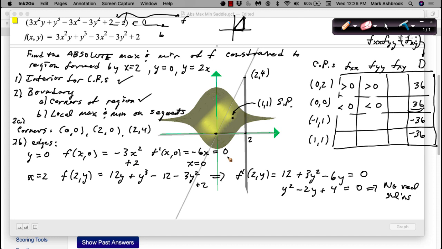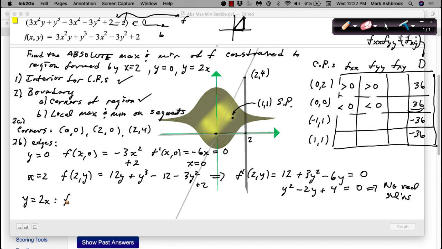So y equals 0 didn't yield anything. x equals 2 didn't yield anything. So finally, what do we have? The last one is the interesting one: y equals 2x. Again, I want to create a single variable function out of my surface function along y equals 2x. How will I get a single variable function for the part of this gold function that lies along y equals 2x? What will I do?